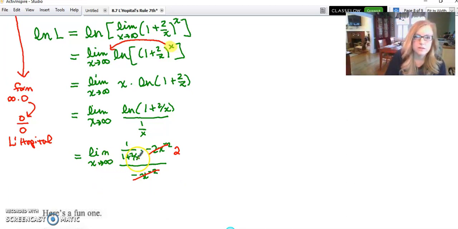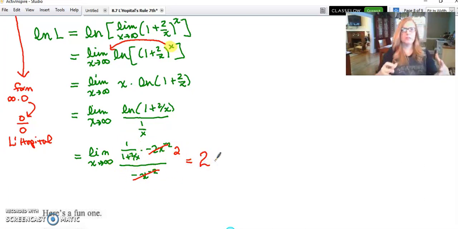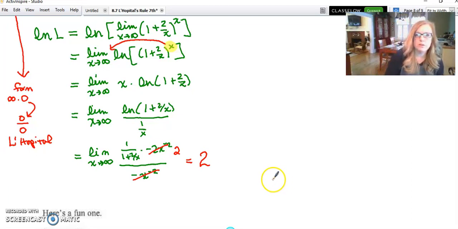As you go to infinity, this goes to 0. 1 over 1, and then this goes to 2. So you get to there and you get 2. And then you go, wait a minute, that's not the answer we got when we did this in the beginning. It actually went to e squared. Well, that's because look at what we're equal to here.